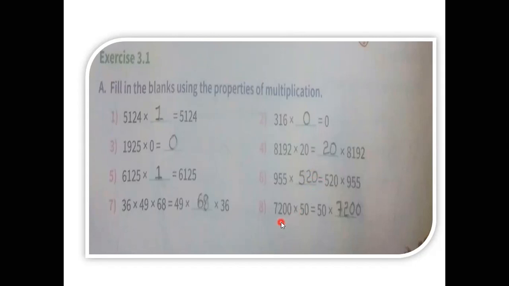Next, see here, 7200 into 50 equals 50 into dash. Here these two numbers are there and we are changing the order. So 50 into what number should you write here? 7200. So these are the properties of multiplication, and based on that, this is the exercise. I hope you understood. Let us see further multiplication in the next class. Thank you.